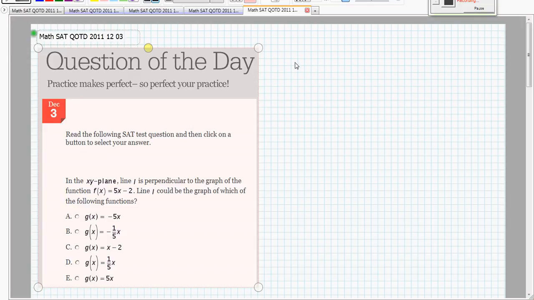This is the December 3rd, 2011 Math SAT question of the day. In the xy plane, line L is perpendicular to the graph of the function f of x equals 5x minus 2. So this function f has a slope equal to 5 and has a y-intercept of minus 2.